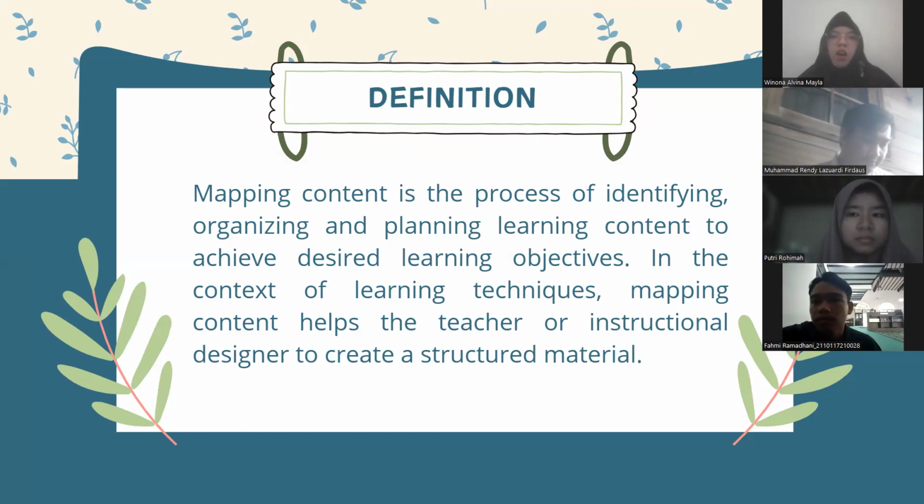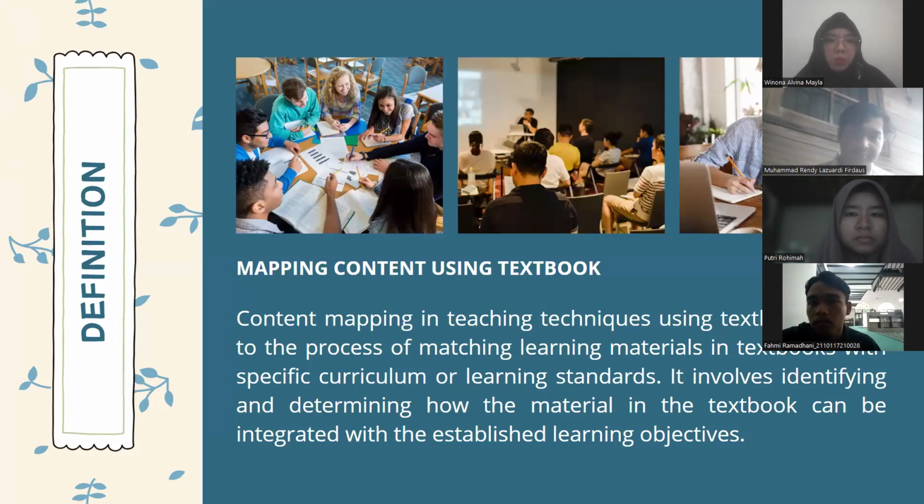Okay. While in the context of using textbook, content mapping refers to the process of matching learning materials in the textbook with specific curriculums or learning standards. It involves identifying and determining how the materials in the textbook can be integrated with the established learning objectives. Okay, we're going to the next material that will be presented by my friend.